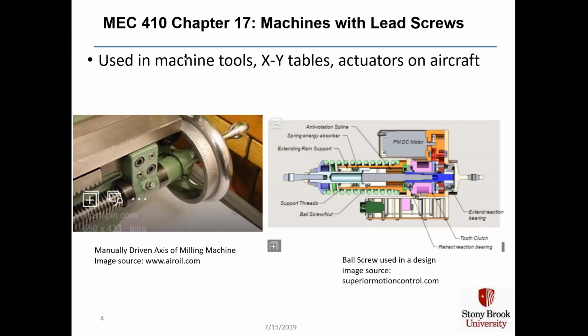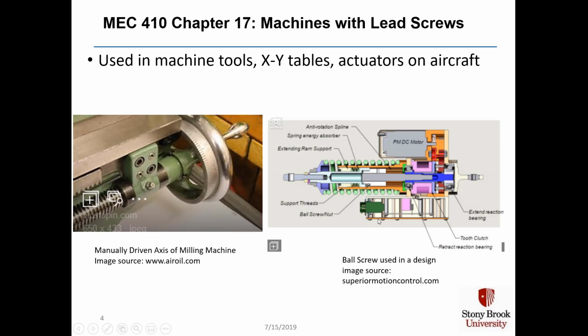Lead screws are used in machine tools, XY tables, actuators on aircraft. Here on the left side is a simple example of a lead screw that is the manually driven axis of a milling machine. If you rotate this handle, the lead screw turns, and then the whole table moves across in one axis as you're doing your milling work.